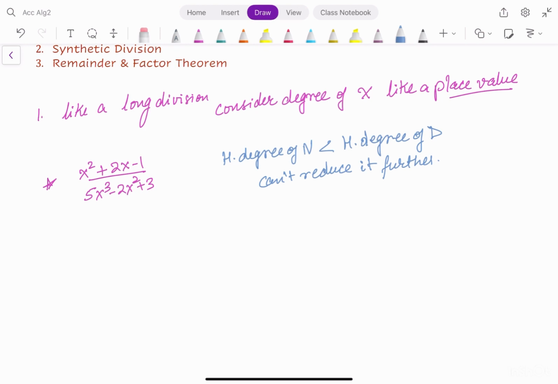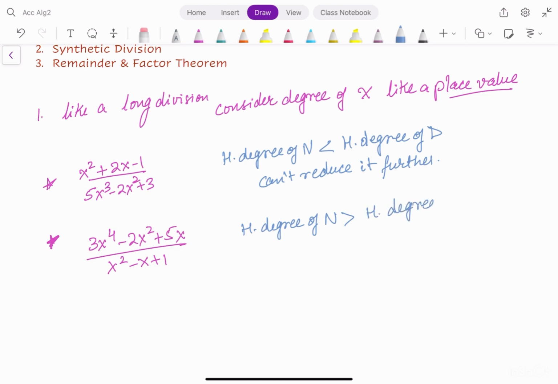On the other hand, if we compare the highest power in the numerator and the highest power in the denominator, and the numerator's power is greater than the denominator's power, then in that scenario we will be able to reduce it further. For example, in this case, the highest power in the numerator is 4, but the highest power in the denominator is 2. So we can reduce this rational expression. Let's try to reduce this rational expression with long division.